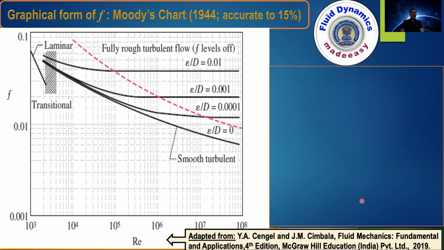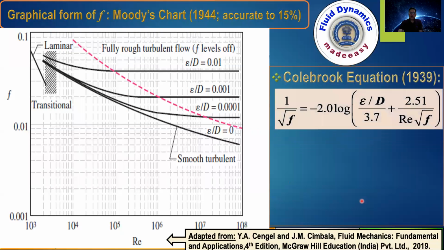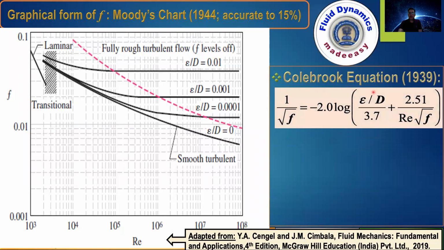For a laminar flow, I had shown you the analytical expression, but in a turbulent flow, as I mentioned, people have done experiments, and this is one of the common expressions which has been obtained from experiment, where the friction factor is related to epsilon, the roughness of the pipe, D, the diameter, and Re, the Reynolds number. So this equation was proposed by Colebrook in 1939.